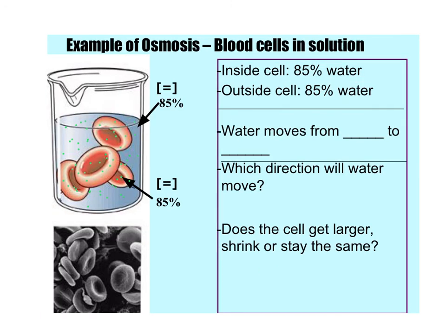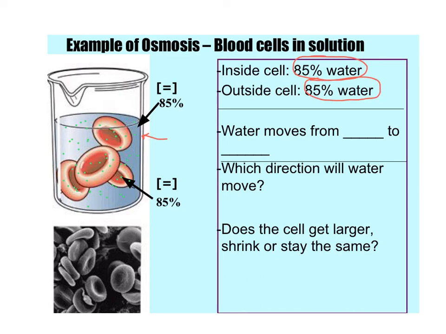Now this here would be an isotonic solution because there's an equal amount of solutes, the little green dots, the salt, on the outside versus the inside. So since there's the same amount of solutes, there's the same percentage of water. So in both of these, we have 85% water.